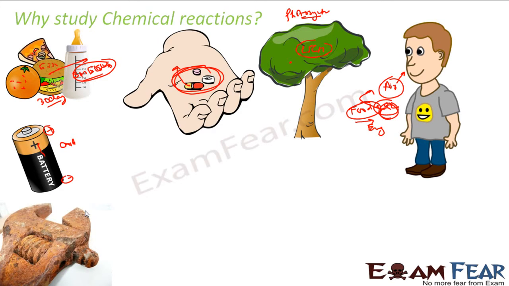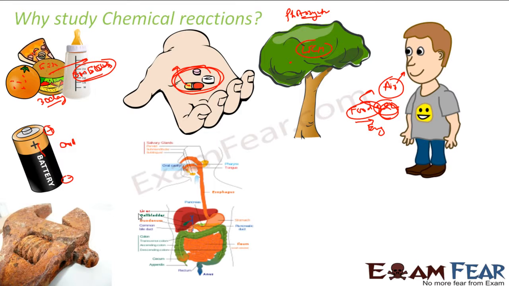If you see the iron thing you have, after some time it gets rust and this rusting is nothing but a reaction. So iron reacts with oxygen and it produces rust, right? If you keep any iron substance outside your home for 10-20 days, you will see that it got rusted. So this is also one chemical reaction that happens.